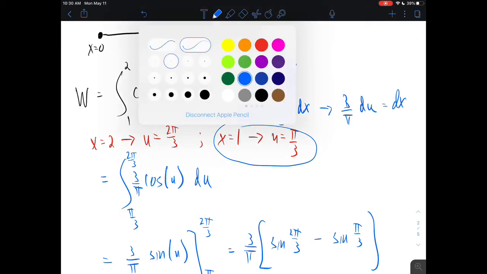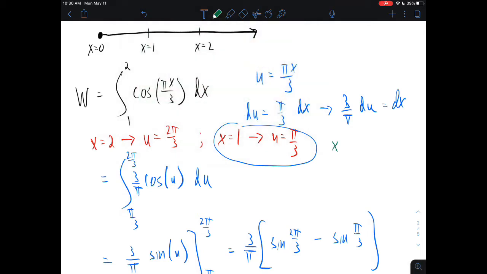So I'm going to write down when x is equal to 1.5. That's the same thing as 3 over 2. That means that u is equal to pi times 3 over 2, and then divided by 3. So that's going to end up being pi over 2.